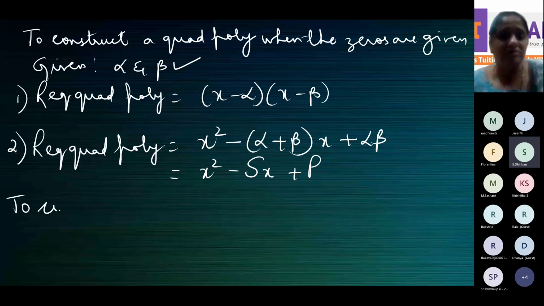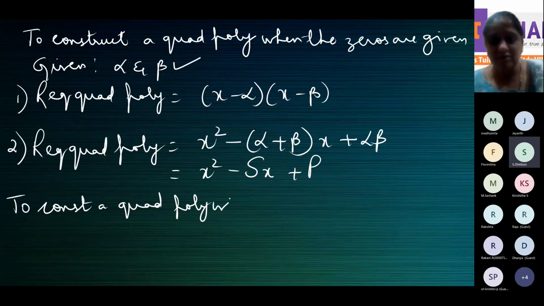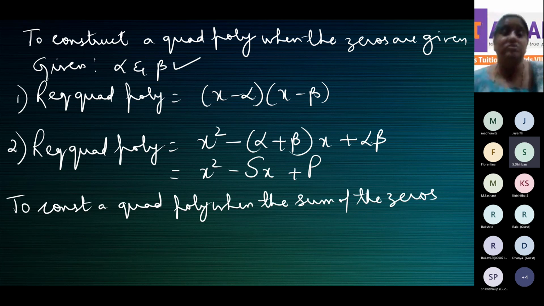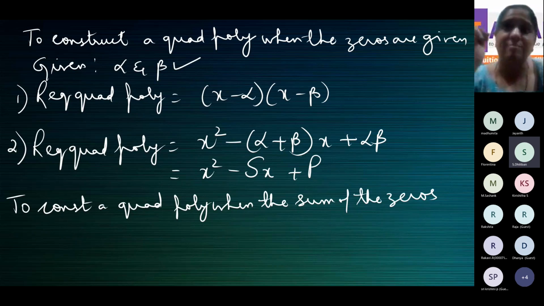So to construct a quadratic polynomial when the zeros are not given, the sum of the zeros is given to you. You don't know the zeros. See, if the sum of the zeros is 6, the zeros can be 1 and 5. To get the sum of 6, you can have so many pairs of numbers. So you don't know the zeros, but you know the sum of the zeros.